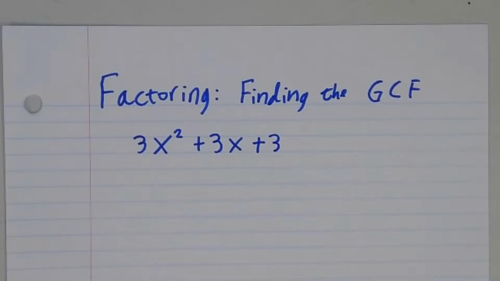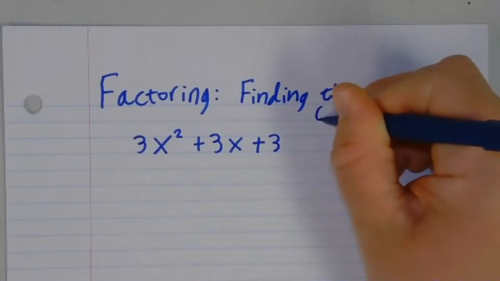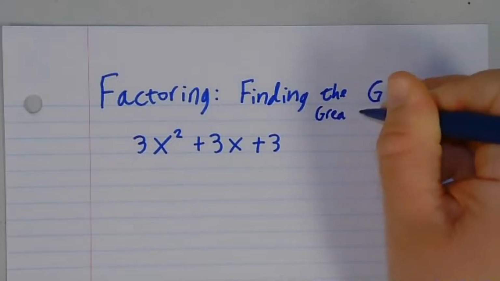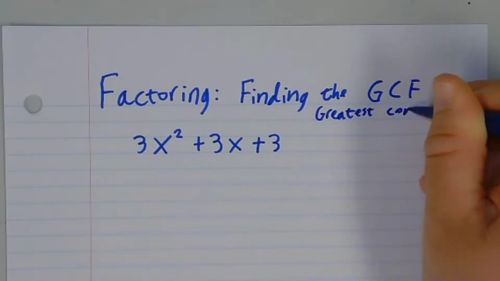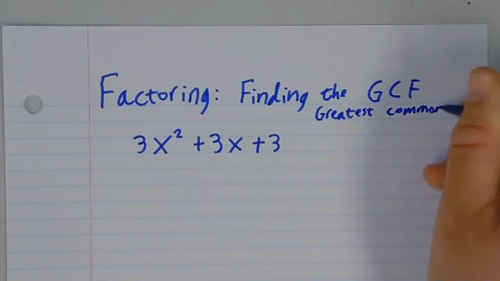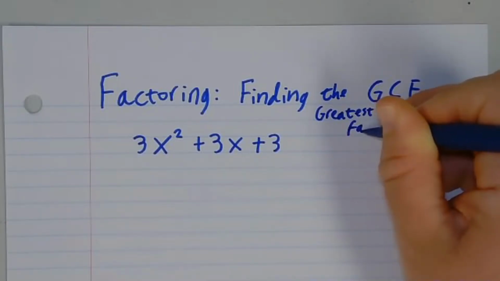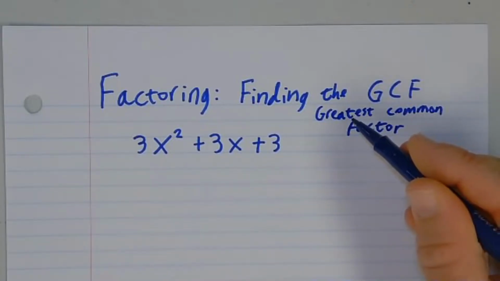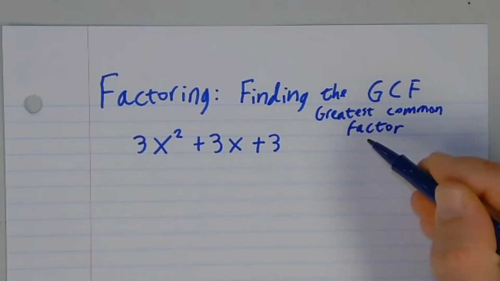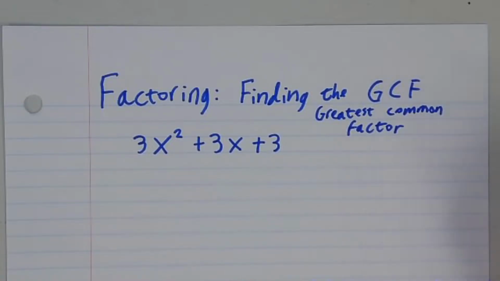In this video, we'll be factoring by finding the GCF, which is the greatest common factor. Greatest common factor. So this means we want the biggest factor that they all have in common.